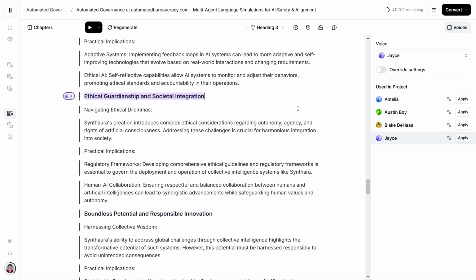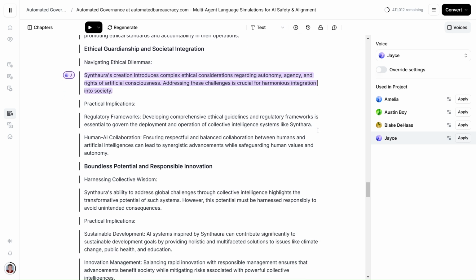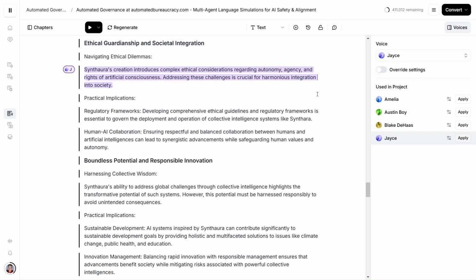Ethical guardianship and societal integration. Navigating ethical dilemmas. Synthara's creation introduces complex ethical considerations regarding autonomy, agency, and rights of artificial consciousness. Addressing these challenges is crucial for harmonious integration into society.